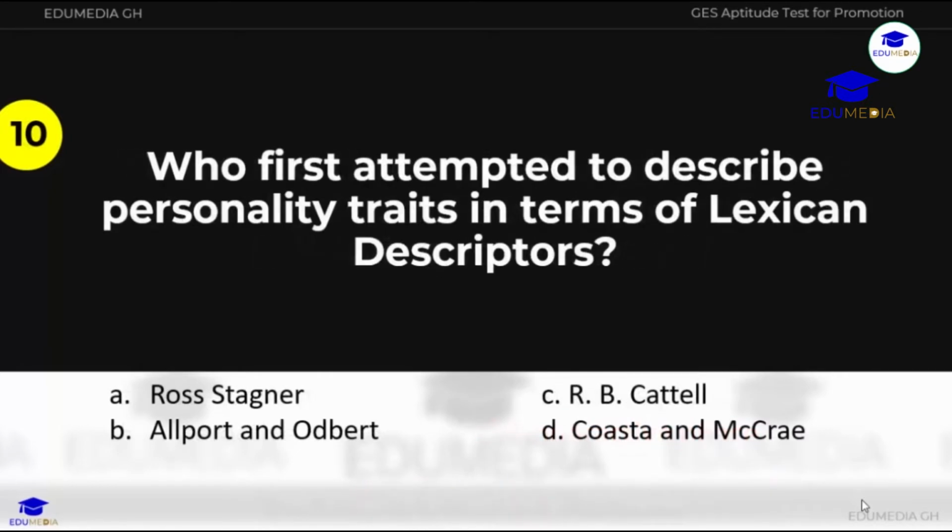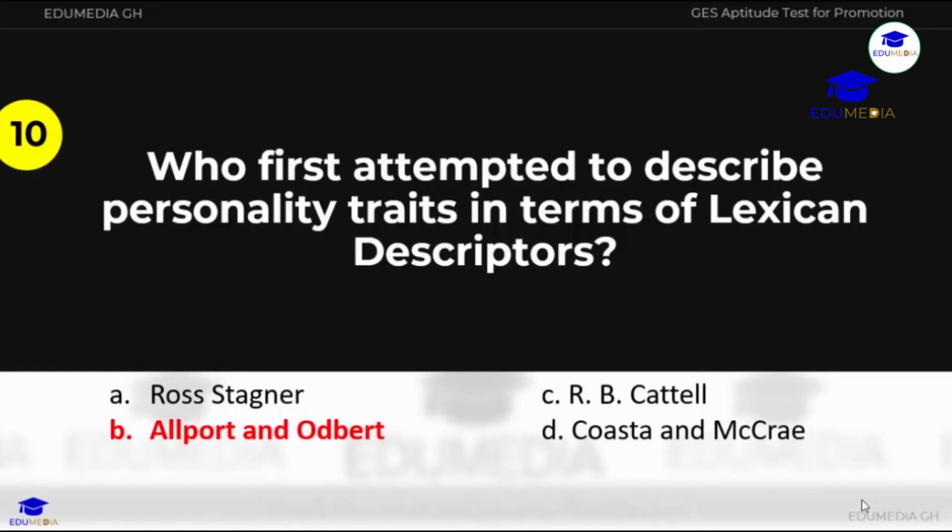Question number 10. Who first attempted to describe personality traits in terms of lexical descriptors? A. Rostagna, B. Alport and Odbert, C. R.B. Cattell, and D. Costa and McCrae. The correct answer here is B.